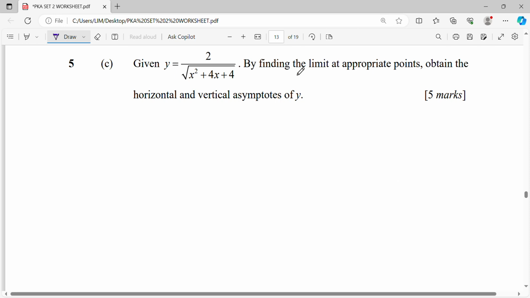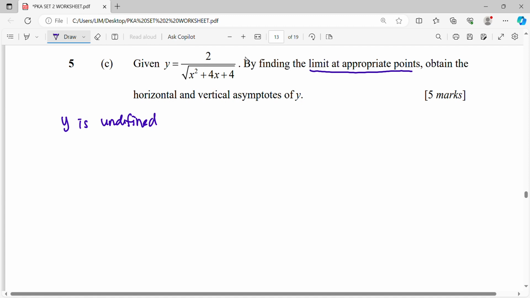So given your y equation, by finding limit at appropriate points, obtain your horizontal and vertical asymptote. So vertical asymptote, you need to find out the value, right? So start from the y, this one is not function, so we start with the y is undefined.